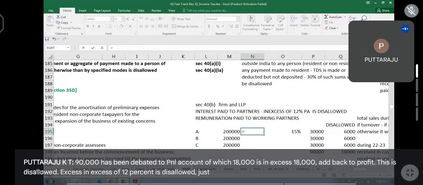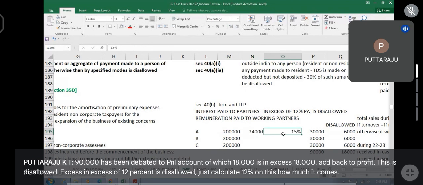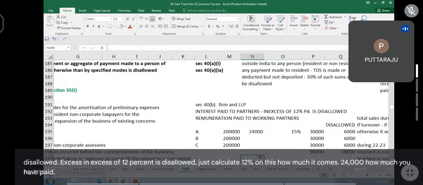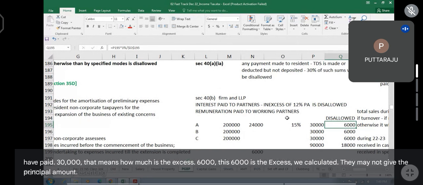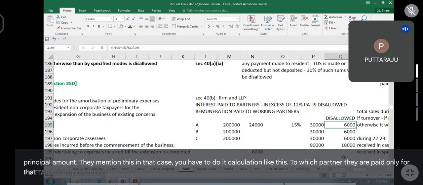Just calculate 12% on this. How much does it come to? 24,000. How much have you paid? 30,000. That means how much is the excess? 6,000. This 6,000 is the excess we calculated. They may not give the principal amount. They may mention only this. In that case, you have to do the calculation like this. To which partner it is paid, only for that partner you need to take. If it is paid to all partners uniformly, for all partners the interest in excess of 12% will be disallowed.